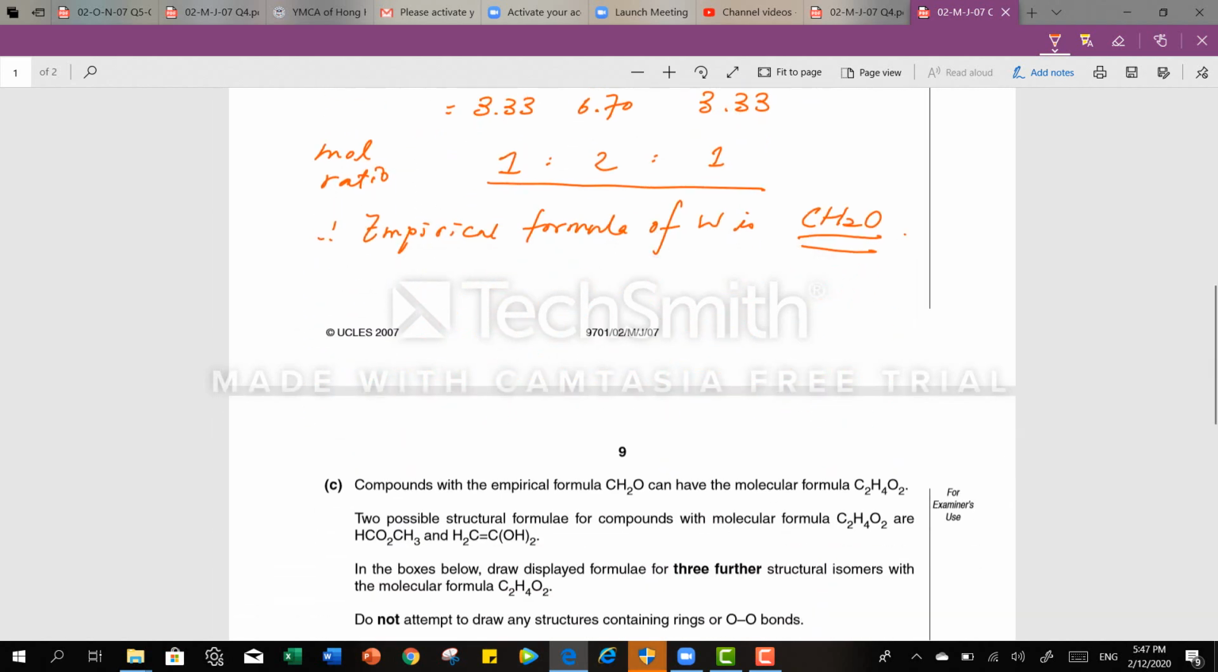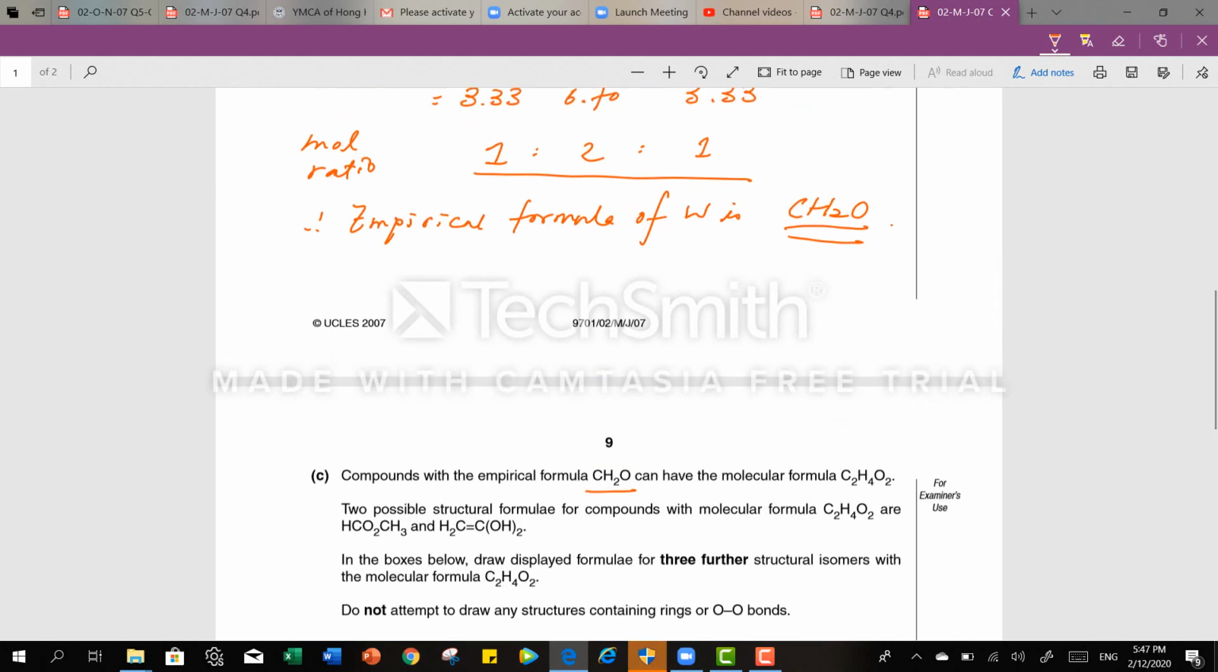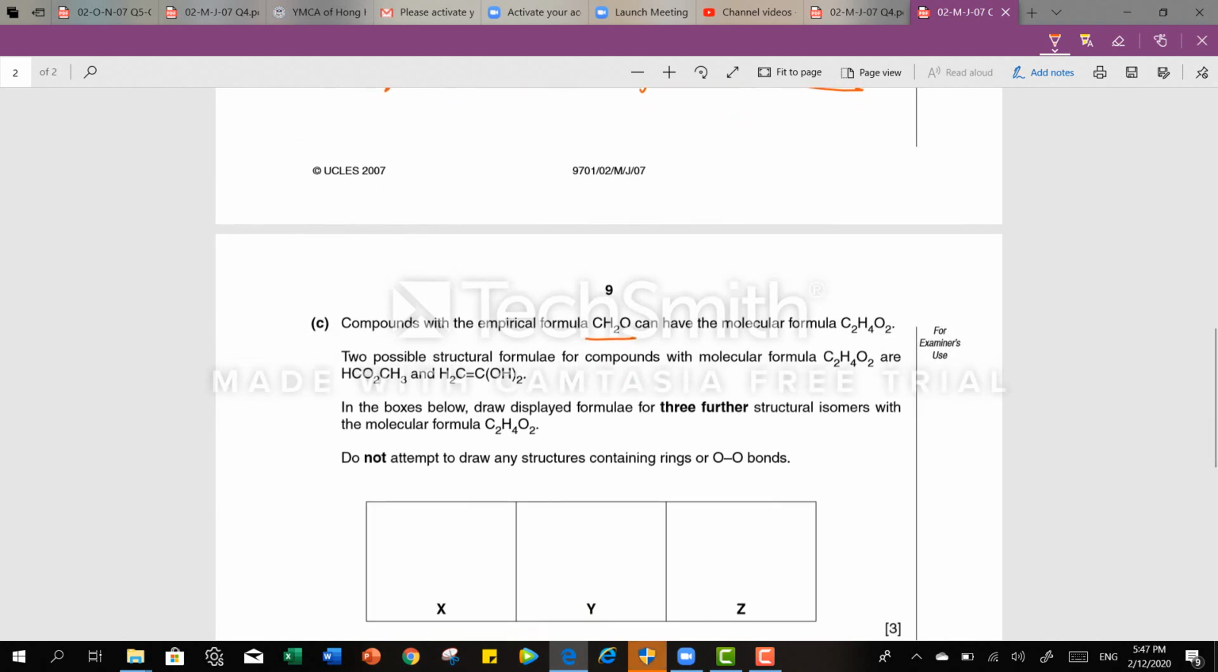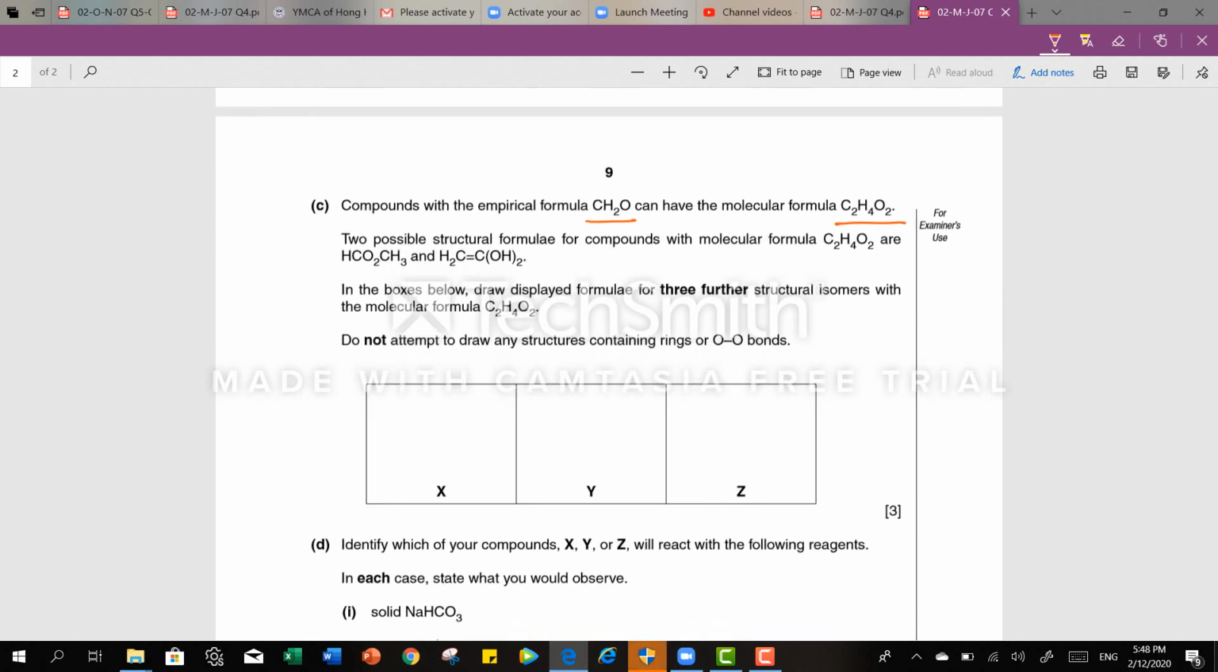Any questions so far? Okay, then we continue with this one. Compounds with empirical formula CH2O, this one, right? Even though you cannot work out the answer, the following question already told you what this compound is, and it has the molecular formula, this one. Two possible structural formulae for compounds with molecular formula C2H4O2 are this one and this one. This is an ester. You can see the COO group is in the middle of the structure. And this is an alkene, right? In the boxes below, draw the displayed formula. Displayed means you have to show all bonds.